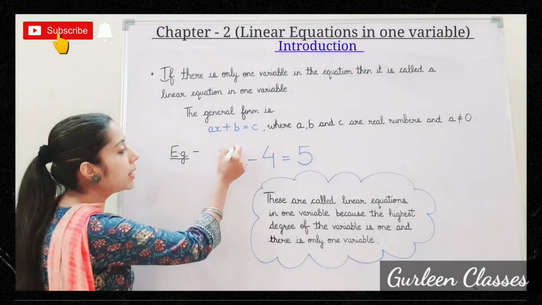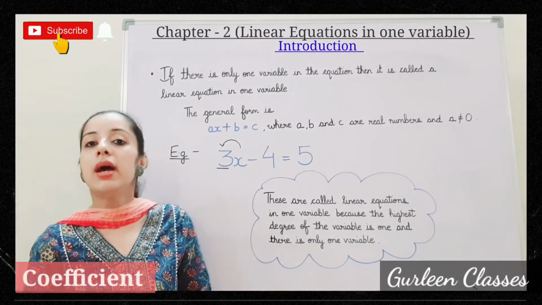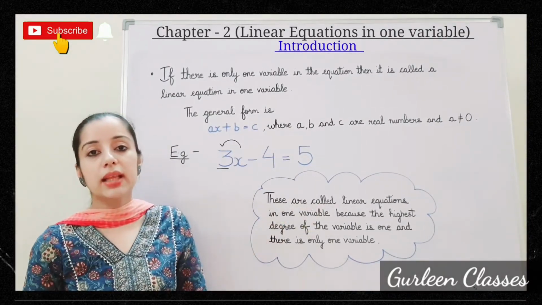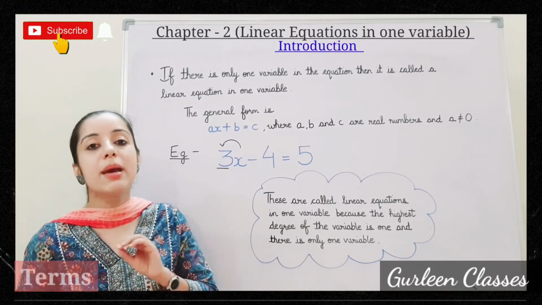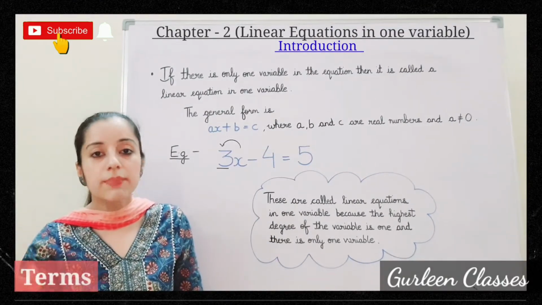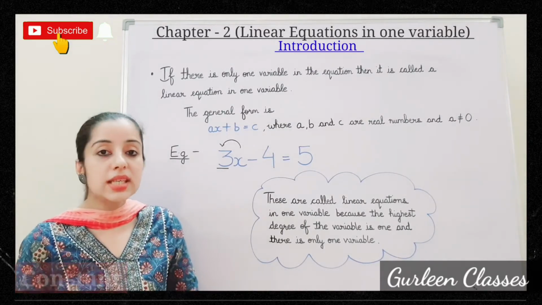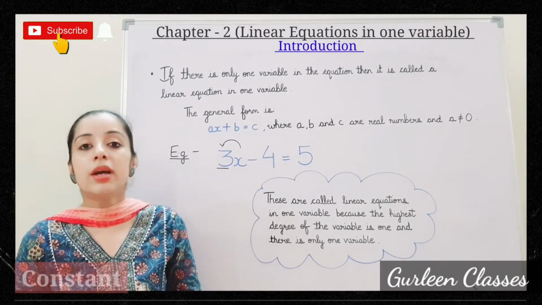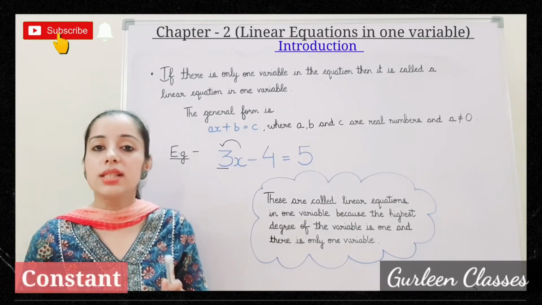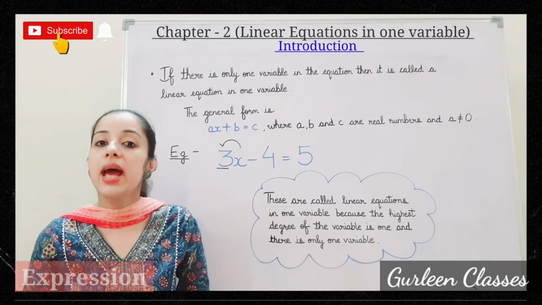जिस variable के आगे आपका कोई number है, that is called as coefficient. What is it called? Coefficient. So here 3x, 4 and 5. These are the terms. Terms are being separated by the operator. So here 3x and 4 are the two terms. They are separated by the operator, that is minus. And here constant. Constant is 4 and 5 whose value is fixed. Numeric value जिसकी fixed है, that is called as constant. And what is an expression? Here 3x minus 4 is an expression.